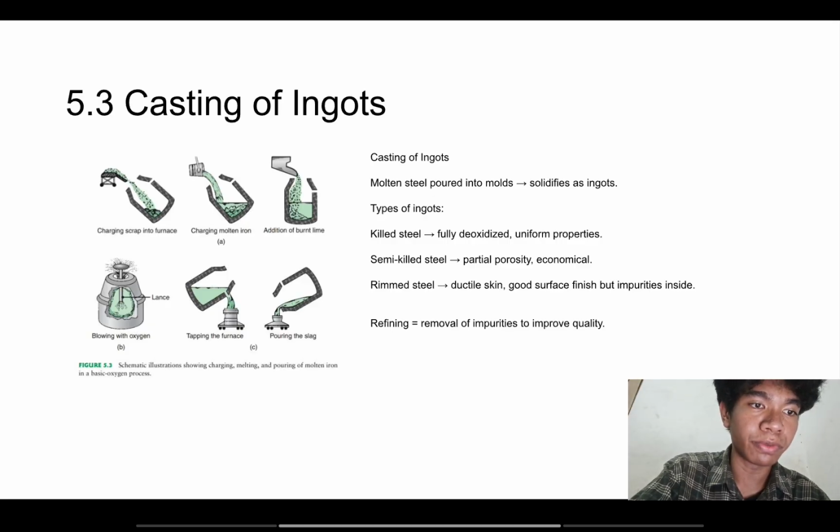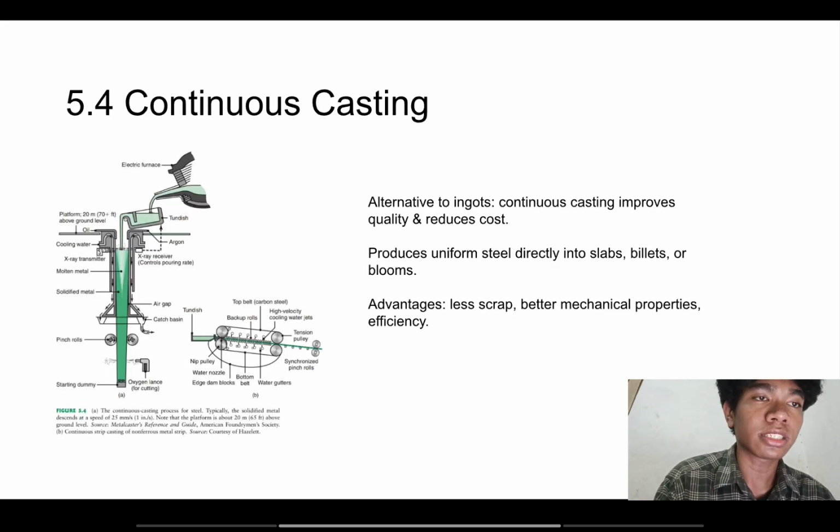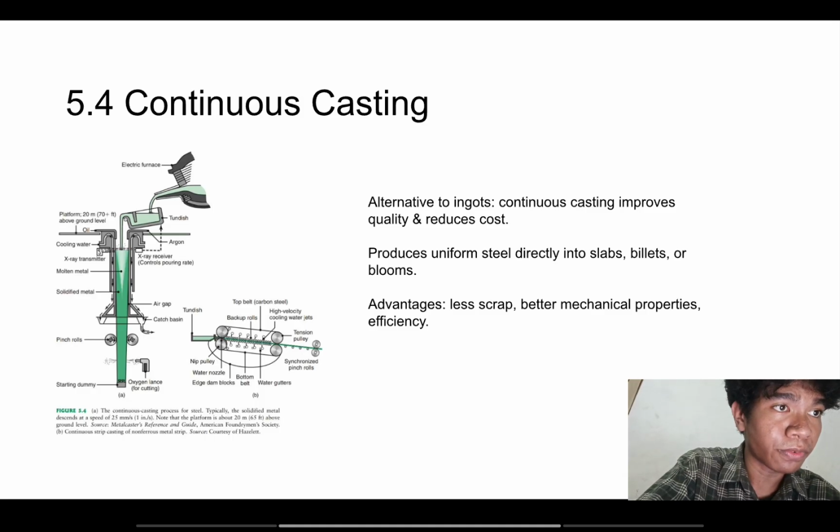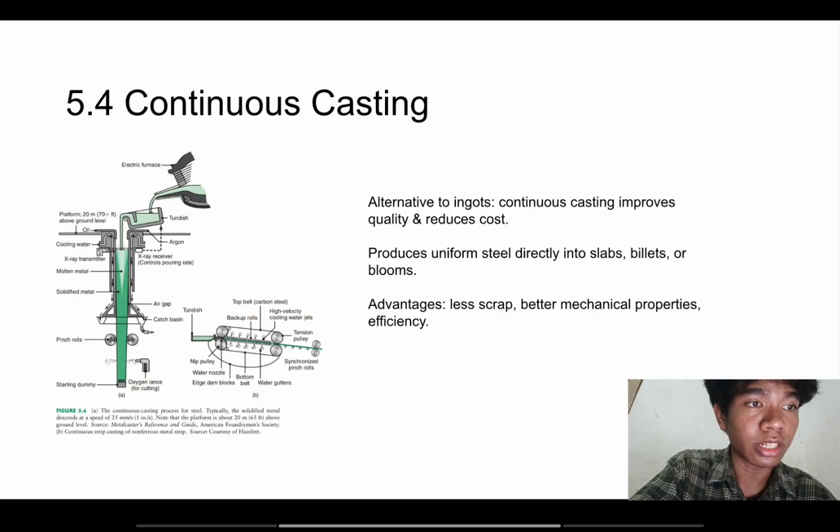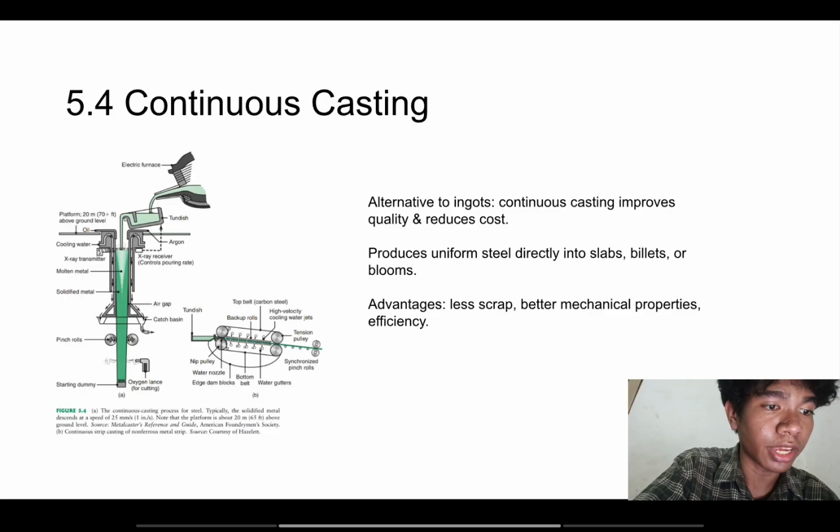So remove the impurities and inclusions to improve the properties of the ferrous alloy. It's mainly done in a furnace or ladle by adding elements. Okay, next is continuous casting. As you can see here, we have figure 5.4. This is an electric furnace, and it is poured into the tundish, and from the tundish it is poured out, as you can see here, from A to B.